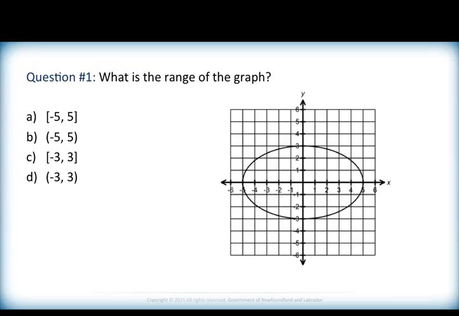So right here we can see that the oval type graph passes through -3 and goes all the way to +3. So our answer here would be C, between -3 and 3, where both points are included since the graph actually passes through those points.